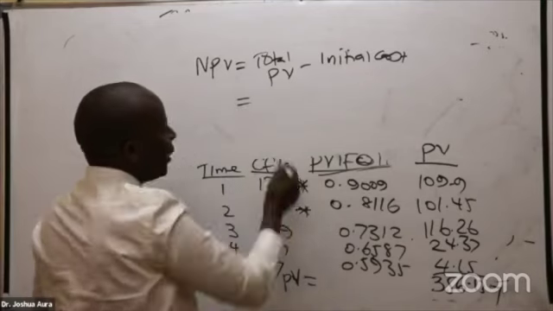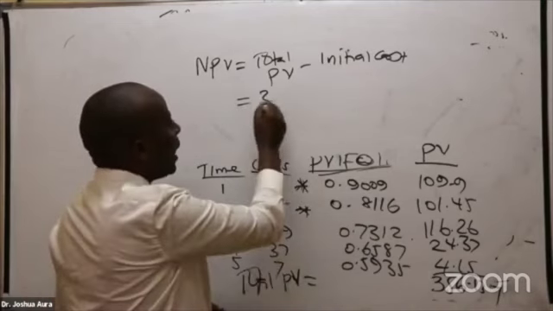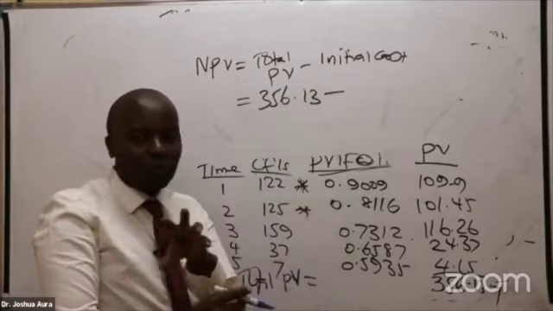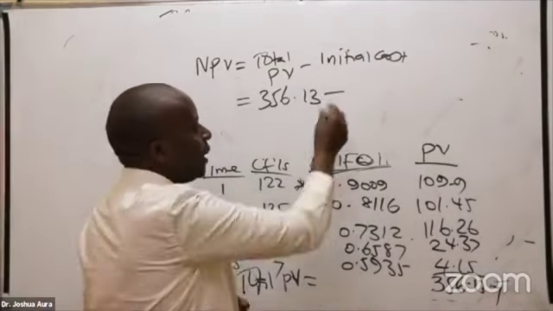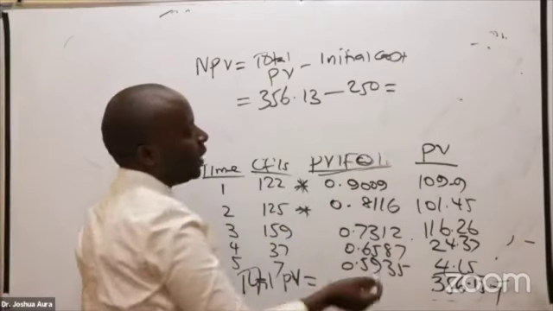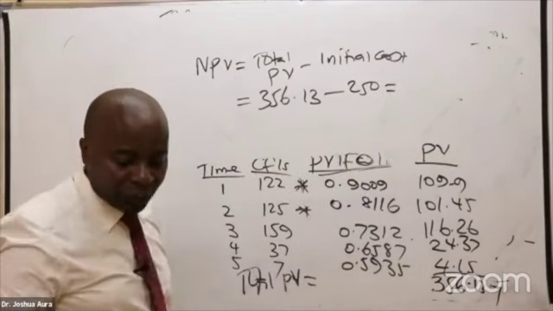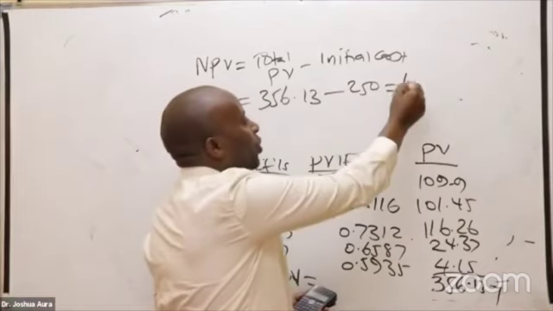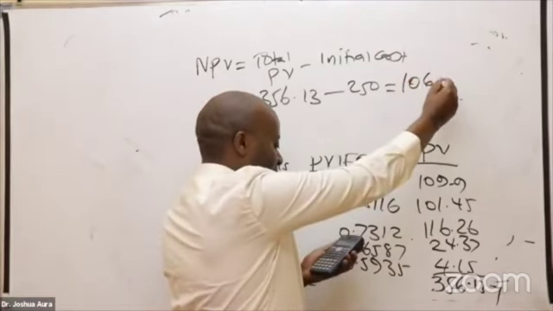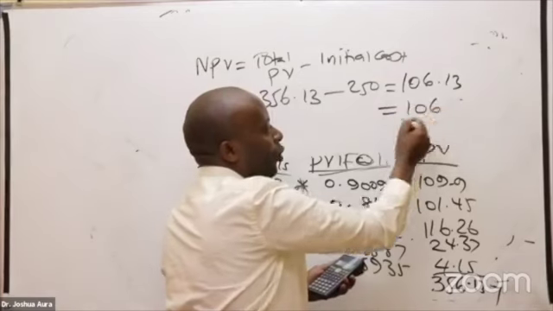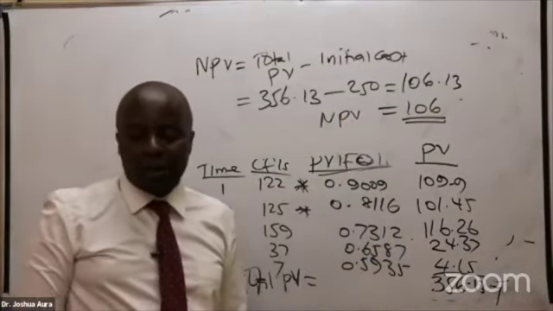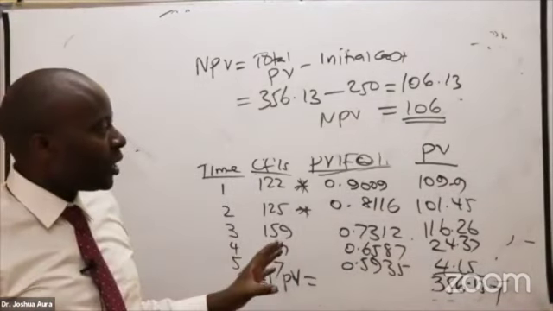So we should take the total present value of 356.13 minus the initial cost of this particular project, which was 250. So could you kindly subtract this, you'll end up getting 106.13. And because the examiner wanted us to write a whole number, the net present value is 106.